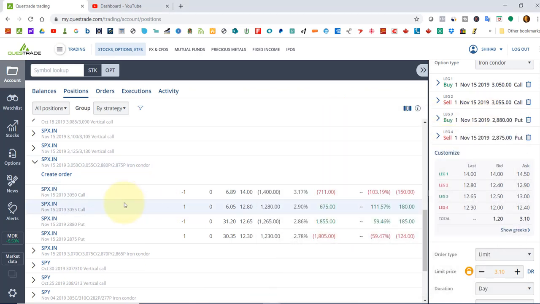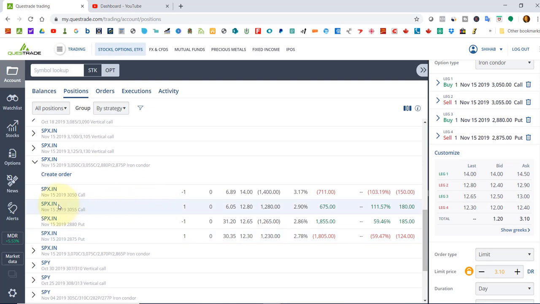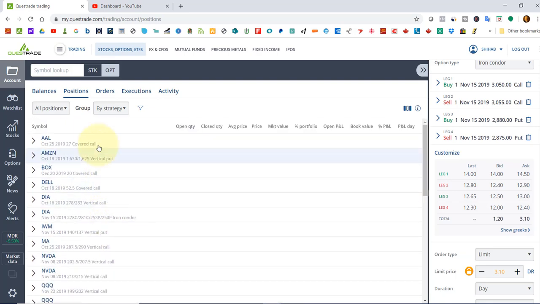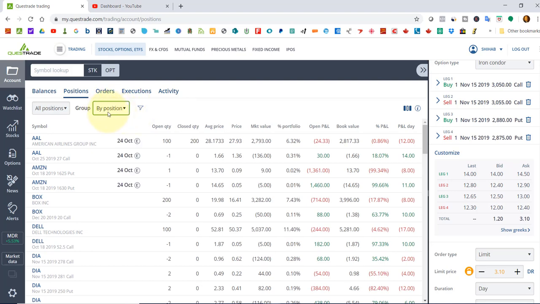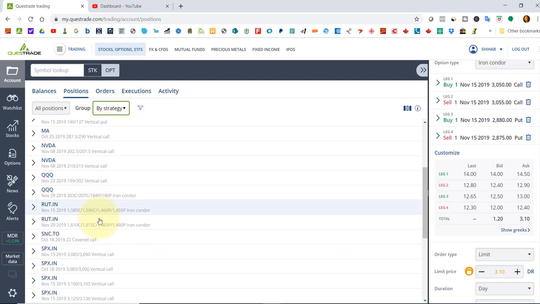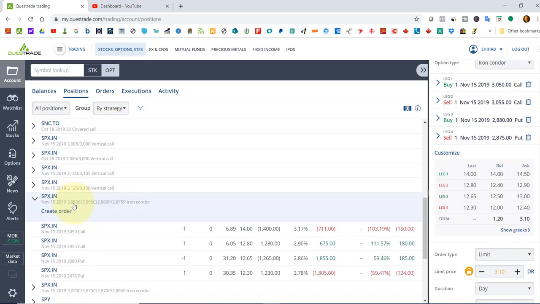Now, if the trade is going in the direction that I want, I can close the trade early. I don't have to wait till expiration. So in Questrade, as long as I'm under the group by strategy layout, normally by default it's usually grouped by position. But if you have option strategies, it's best to group it by strategy because it's a strategy. So you want to see your positions by strategy. So here's my iron condor on the SPX. Let's say I want to close it early.